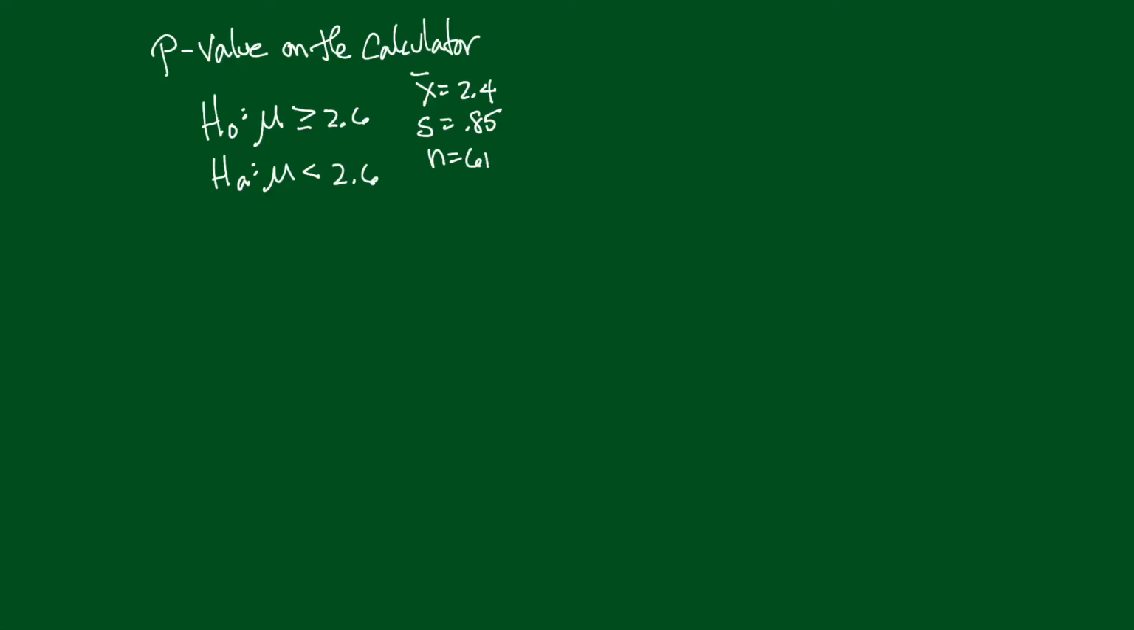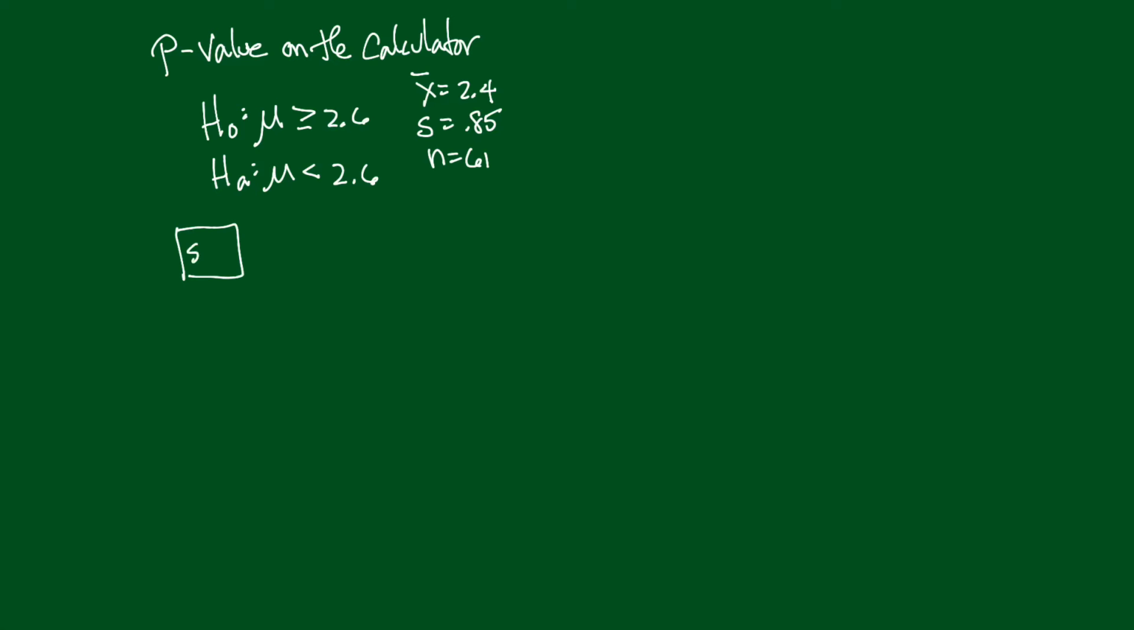Now, let's get the p-value directly on the calculator. So here's our problem, right? This is the one that we're dealing with. So H0 states that the mean is greater than or equal to 2.6. The alternate is that it's less than 2.6. Here's the data that we had.